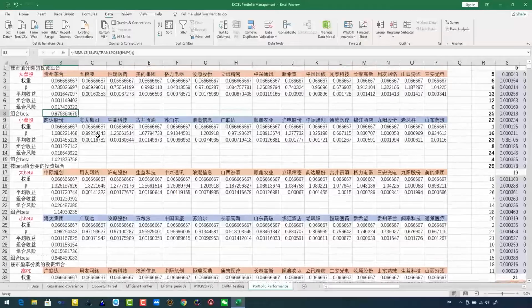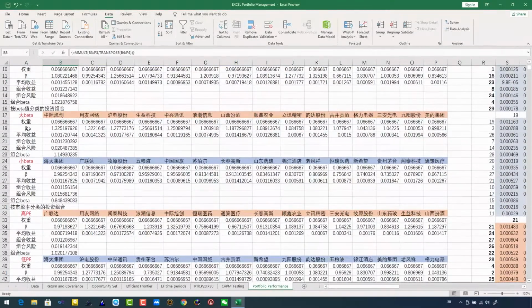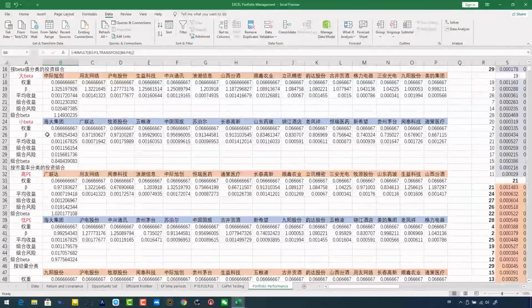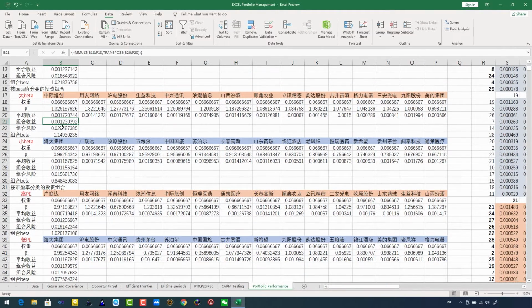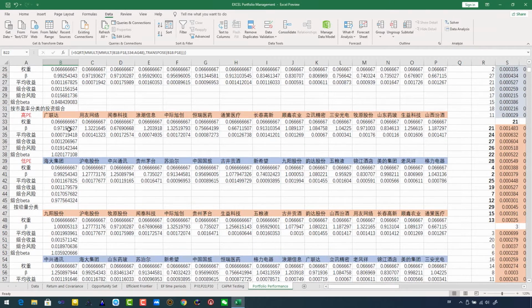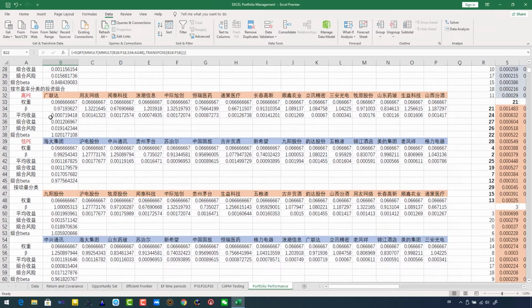And the second category is we base on the beta. So the big beta 15 stocks, we have one group. The other small betas, we have the other group. And in a similar way, we calculate the portfolio risk and portfolio return. And the third category, we separate them based on the PE ratio. So the high PE ratio, we have one group. The lower PE ratio, we have the other group.